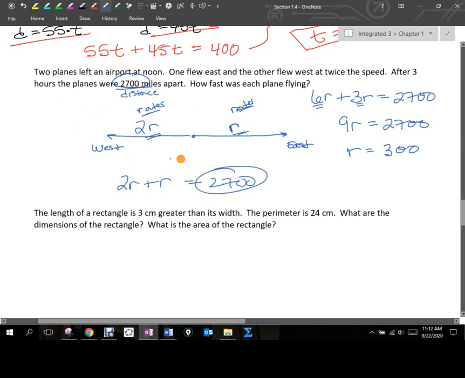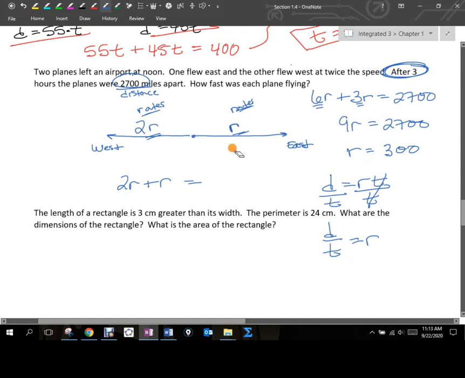Can I take this distance? We know distance is equal to rate times time, right? Can I take and divide by time here? Those are going to cancel, leaving me distance divided by time is equal to a rate. Can I take that 2,700 divided by a time? What time would we choose here? 3 hours, right? What's 2,700 divided by 3? 900, right?